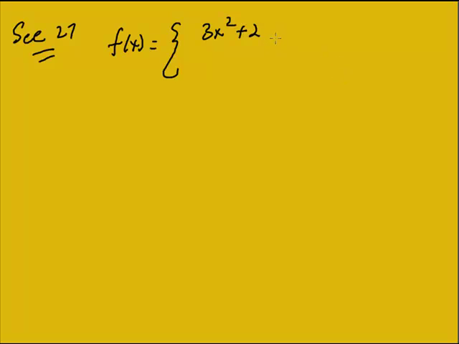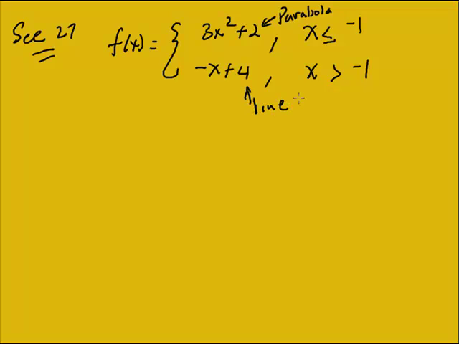Well, 3x² + 2 when x is less than or equal to -1, and this is -x + 4 when x is greater than -1. What they're telling you is this is a parabola, and this is a line, and they change behavior at -1.